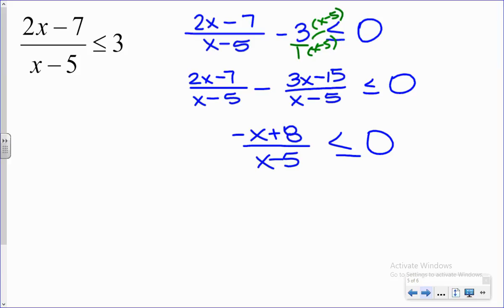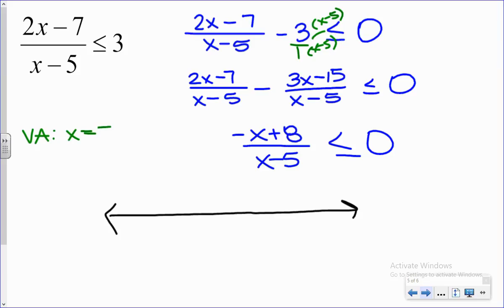Now, when we're talking about critical values, we are talking about zeros and vertical asymptotes. So we'll start with the one that we've been doing most often. Our vertical asymptote for this equation, Keegan, where is it? Okay, so x equals 5 is our vertical asymptote. What about any zeros?